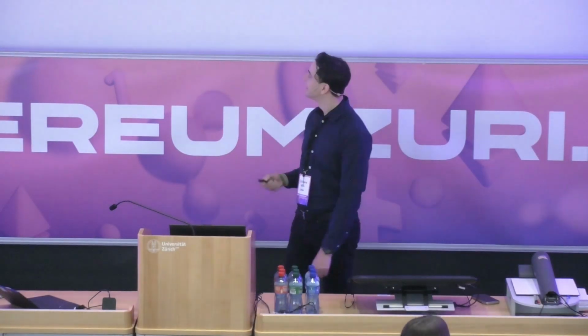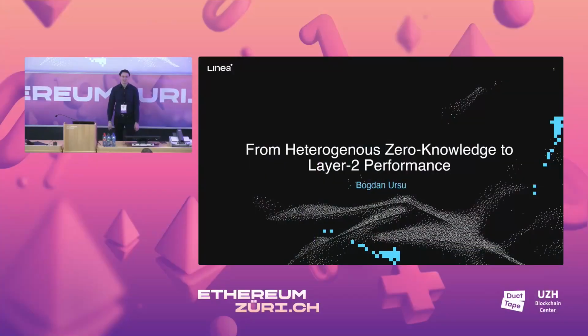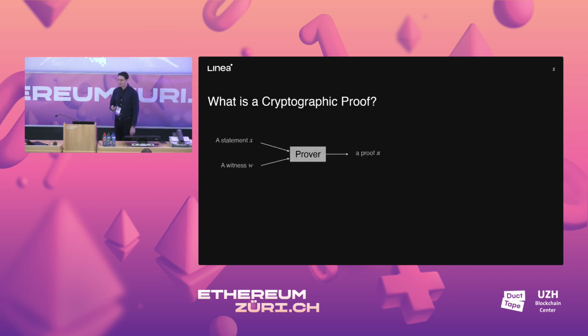So let's get started. Okay. This is a very complicated name for saying let's combine zero-knowledge proofs in order to get the maximal advantages of each system. And I'm going to start a bit more accessible, just with the concept of a cryptographic proof.